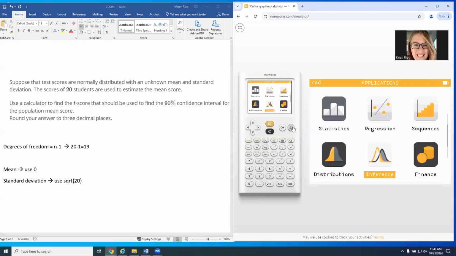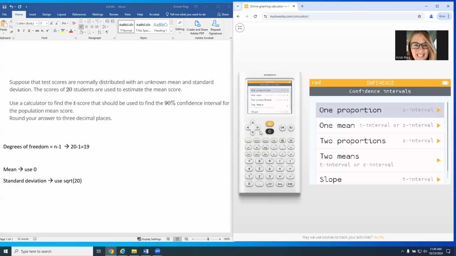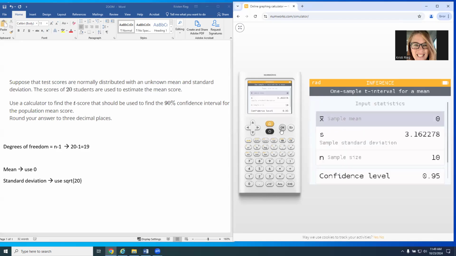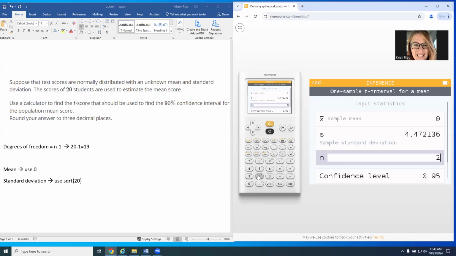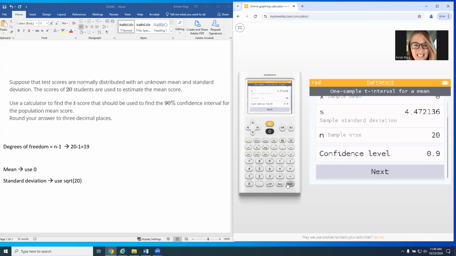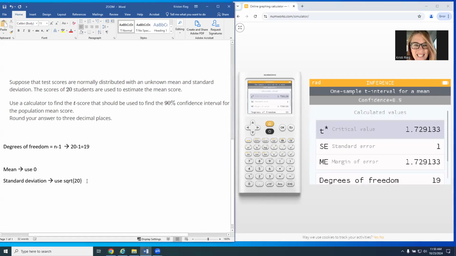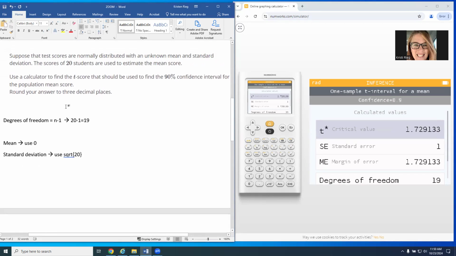We are at inference, intervals, mean, t, input. Our mean is 0. Our standard deviation is going to be the square root of n, or the square root of 20. And then n is 20. And we want a 90% confidence interval. I'll write out the answer this time. So for this one, the answer would be t equals, and it says to round to 3 decimal places, so 1.729.